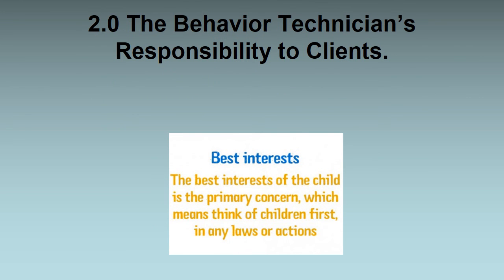So that was all of 1.0. Now we're on to 2.0: the behavior technician's responsibility to clients, or to patients, okay? The general rule here is that we are working for the best interest of our patient. The best interest of the patient is the primary concern, which means that we're going to think of that patient first when we're discussing anything. We're going to think about what works best for them.